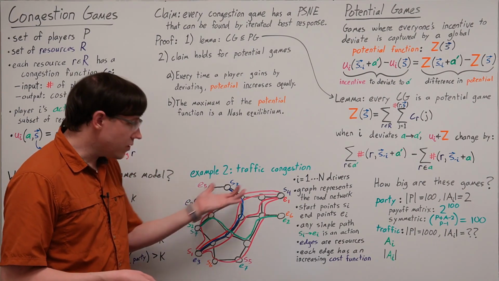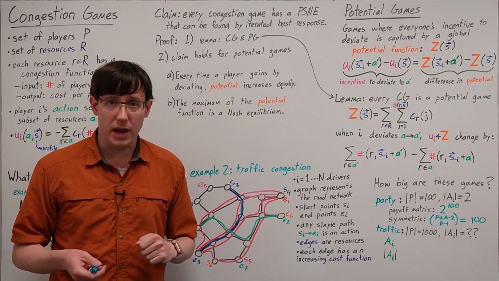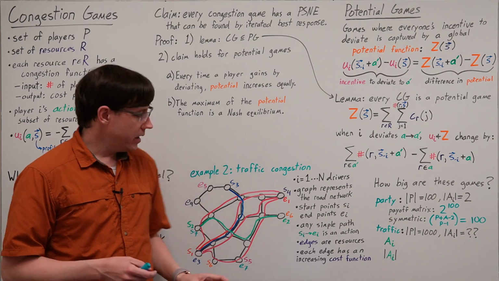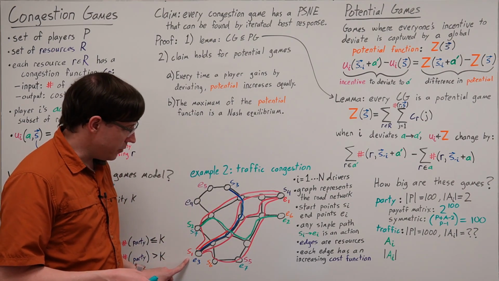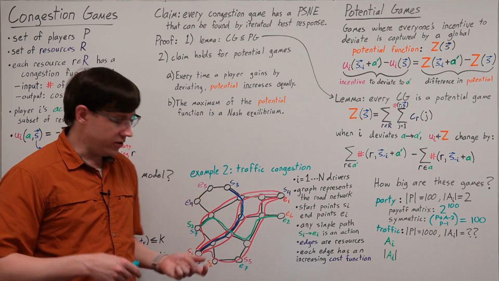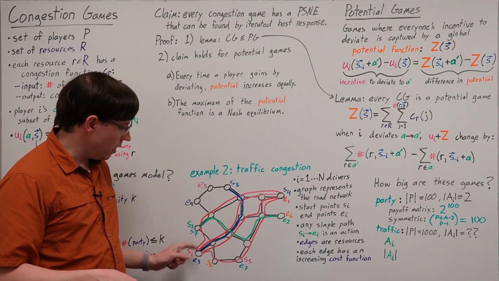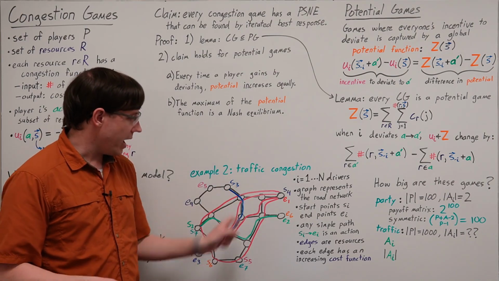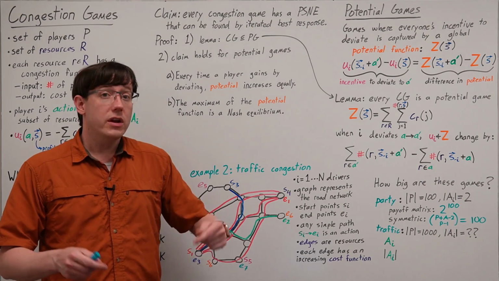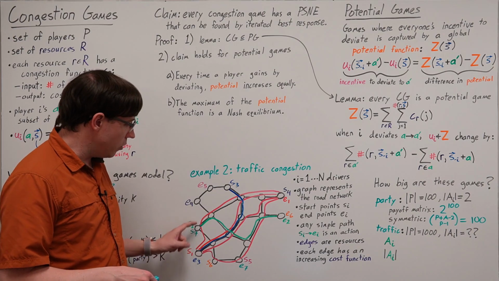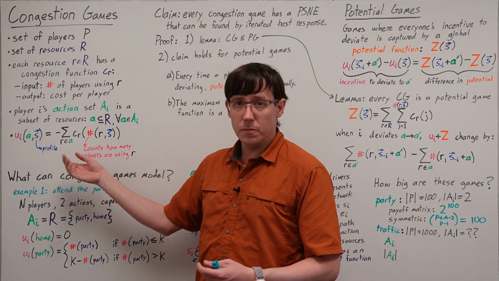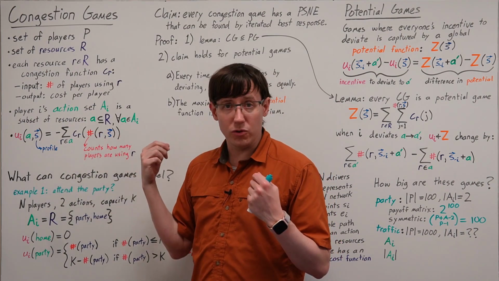And so the roads are the resources in the congestion game, but then the actions available to the players are different paths from their starting point to their ending point. So among the actions available to player 1 would be all of these different paths that I've drawn in red. And for whatever action they choose, their utility will be the sum over all of the resources that their action uses of the cost of that resource.